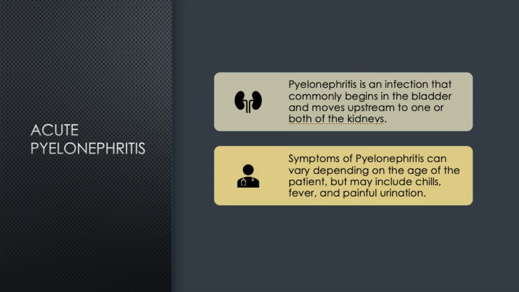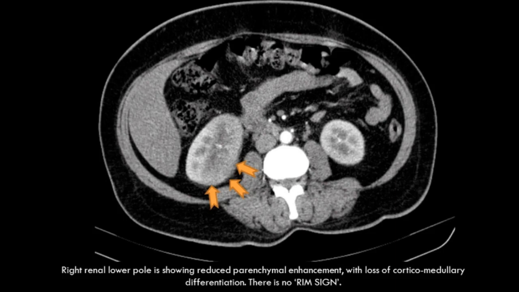I'm sure you guys know by now I love pictures. So this is a CT scan, and if you look where the arrows are pointing, it's pointing at the right renal lower pole, and you can see there's just no differentiation in that kidney. See how much bigger that is, and this is because this is a chronic pyelonephritis. This is a person that gets pyelonephritis pretty frequently, and so you're going to see those chronic changes in that kidney.